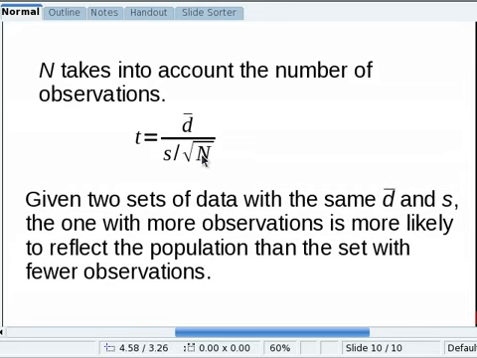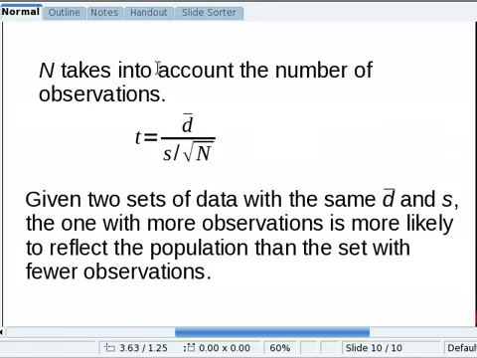N is in the formula because we have to take into account the number of observations. If you have 2 sets of data with the same average difference and the same standard deviation, the one with more observations is more likely to reflect the population than the set with fewer observations. Because the square root of n is divided in the denominator, it flips up to the numerator, and so the larger n is, the larger the t-statistic is going to be. And that is the t-test for dependent samples.